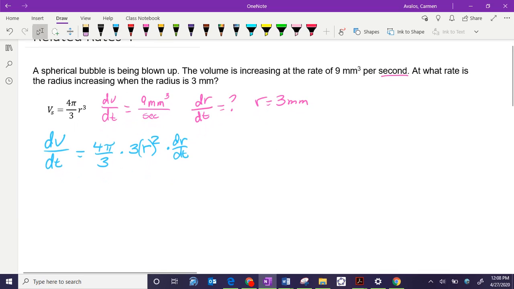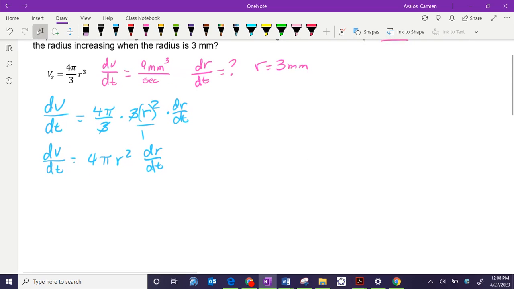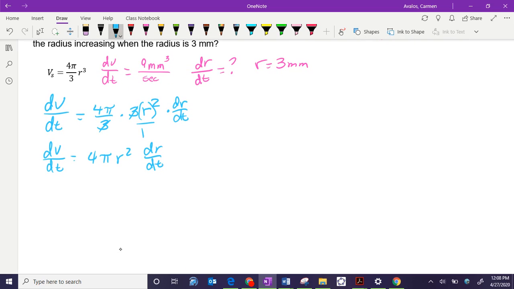So if I manipulate it a little bit and make it much easier, this 3 and that 3 are going to cancel because that's over 1. And so we end up with 4 pi r squared dr/dt. Okay, so here we could fill this in and find this information.